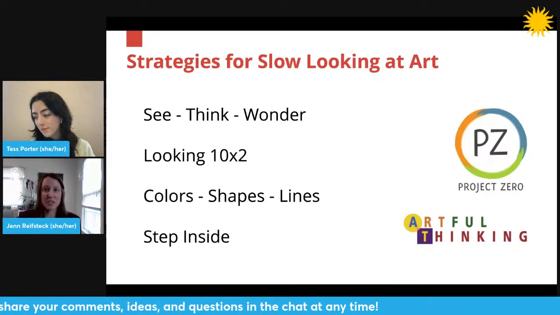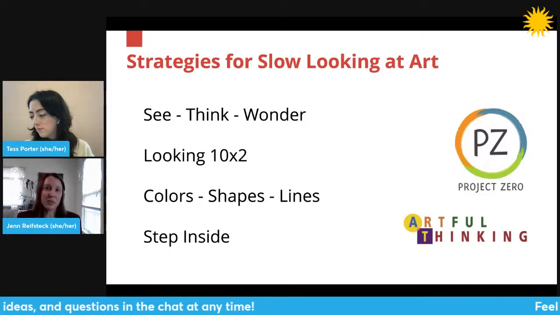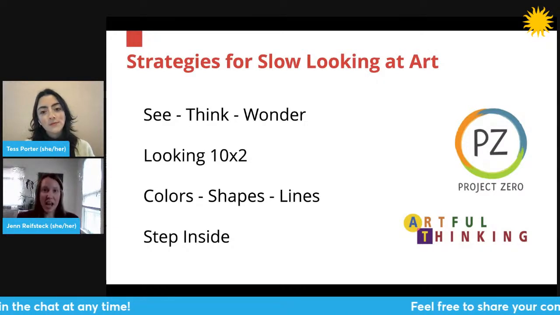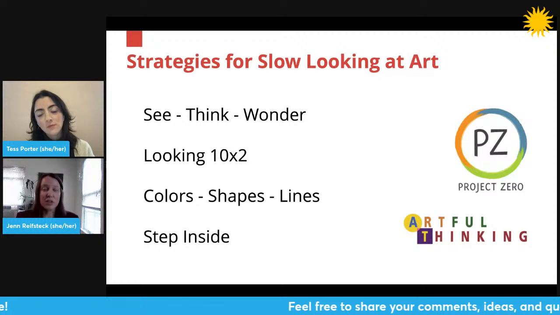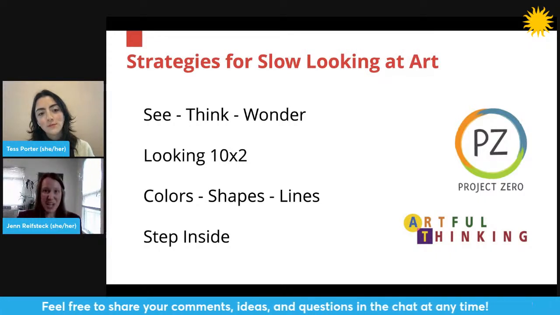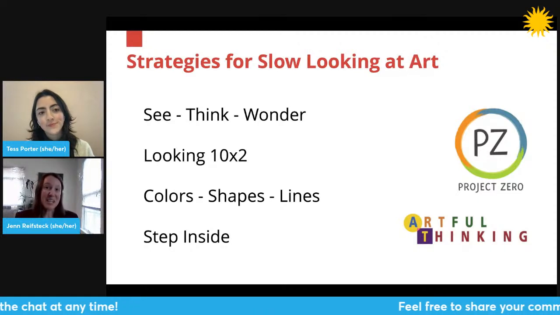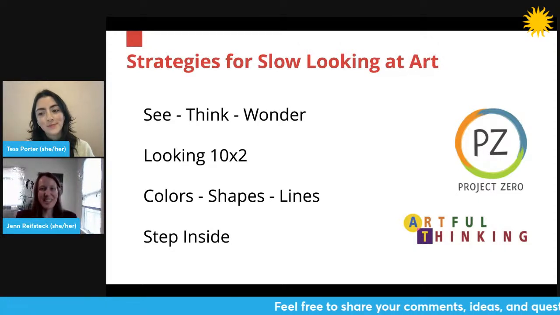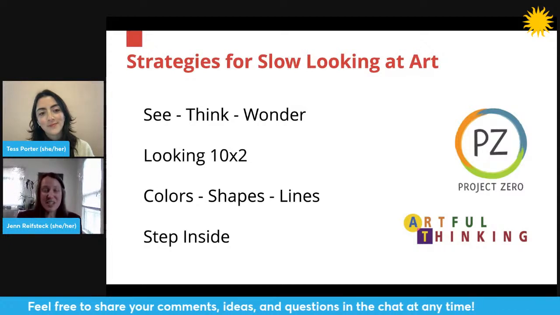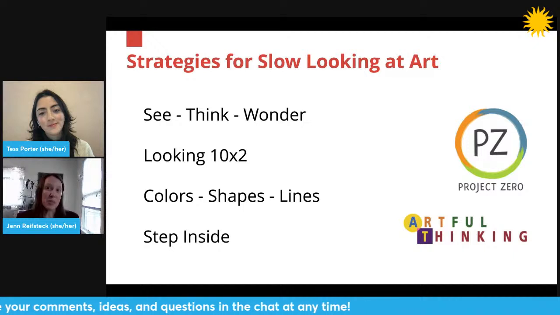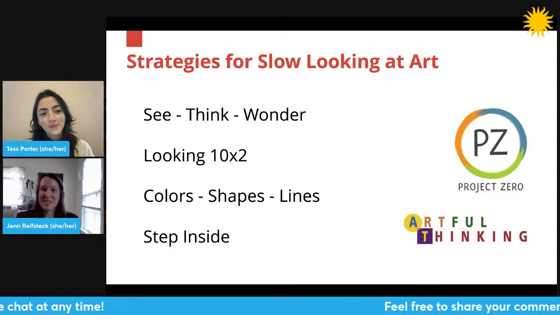So for example, you can use a see, think, wonder, and then build on another routine like step inside, or you can use a routine like looking 10 times 2, where you invite learners to look at an object, write down 10 words or phrases that they see, do a second look, and then write 2 new words or phrases that they see. So that's a great one to build observation skills. And then you can follow up with more imaginative thinking routines, such as step inside.